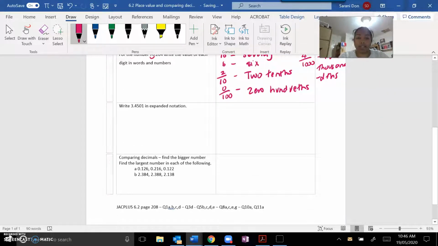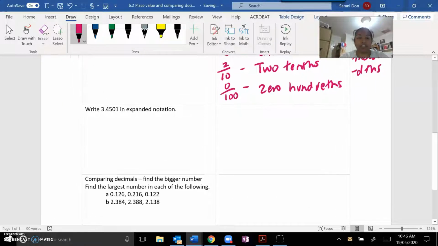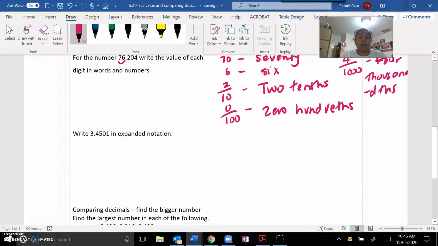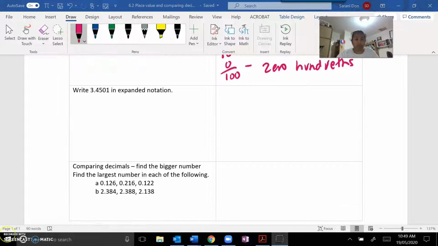Okay, let's have a look at the last 2 questions. Let's have a look at this one. I want you to try this one. So write 3.4501 in expanded notation. So what that means is writing it all out when you're going to expand it using the place value table. So have a go at that.